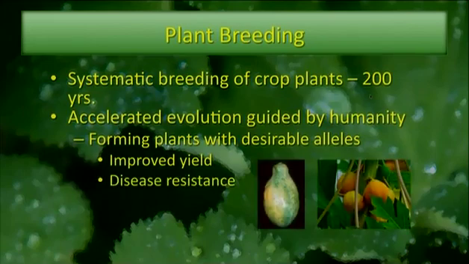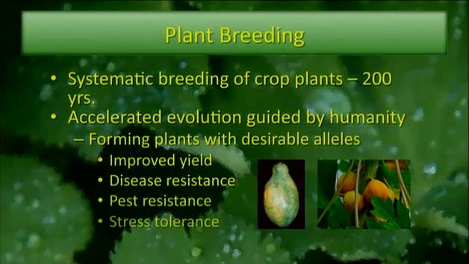Disease resistance. Here you have this bumpy papaya, and these grooved citrus fruits. These are actually papayas. So anyway, you want improved disease resistance. This is a diseased plant and these are healthy ones. Pest resistance. And also tolerance of stress.